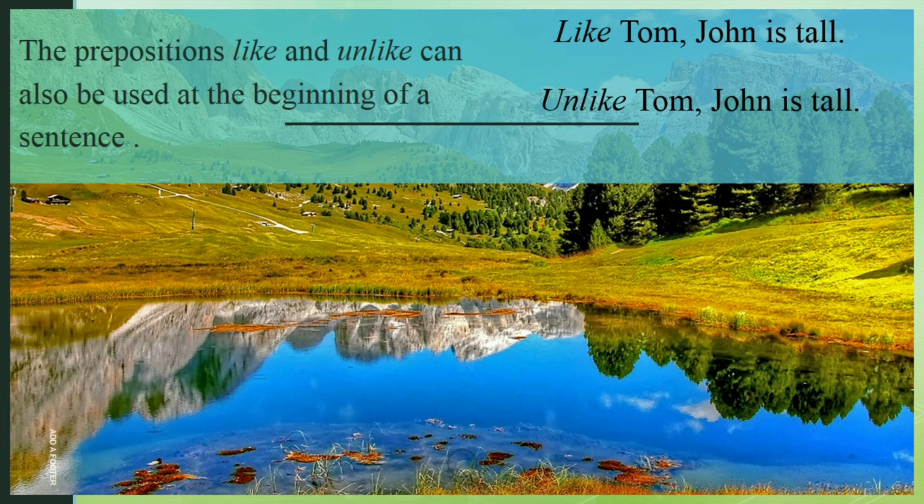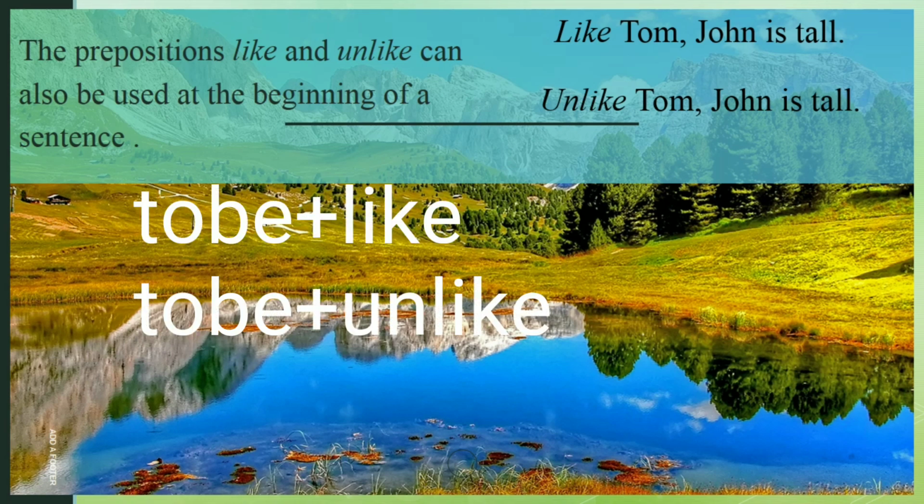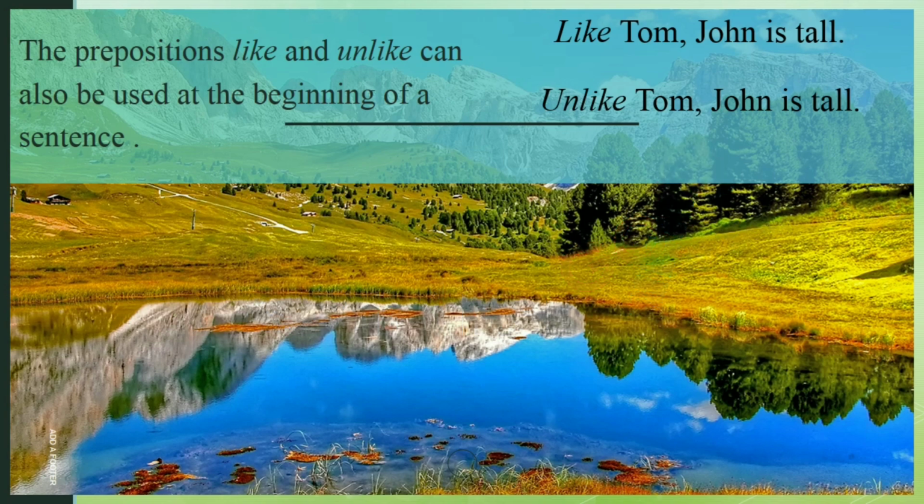Okay? So again, like and unlike merupakan preposisi. Keduanya bisa ditulis di tengah atau di awal kalimat. Jika di tengah kalimat, maka harus diawali oleh to be. Sedangkan jika di awal, maka penggunaannya seperti contoh yang tadi ya. Hopefully it is clear for you and then you can understand.